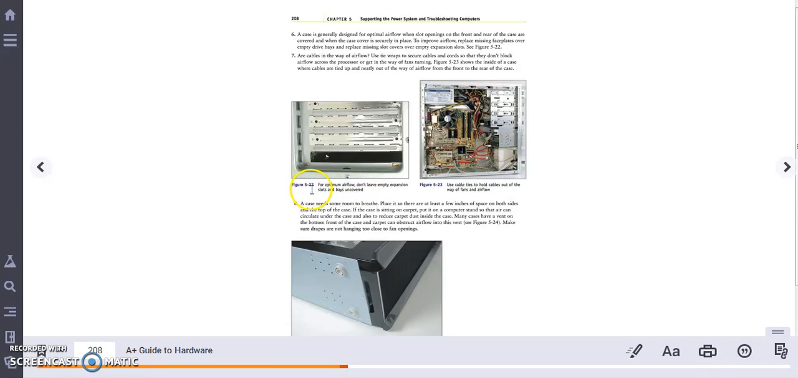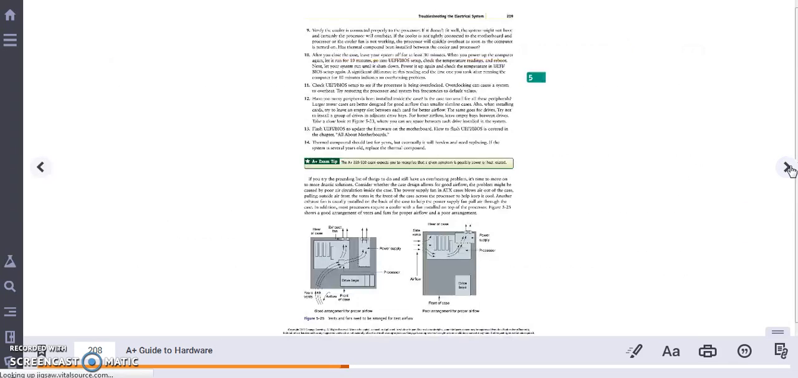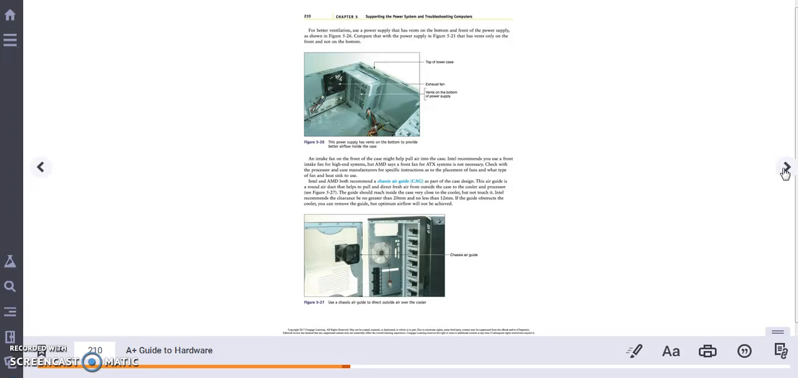And it says here again, for optimal airflow, don't leave any empty expansion slots and bays uncovered. It doesn't help. ATX airflow is very specific. Everything has a specific space and a pattern. So keep these covers in place. As you can see here, there's the airflow. Add more fans. Talks about power supply.